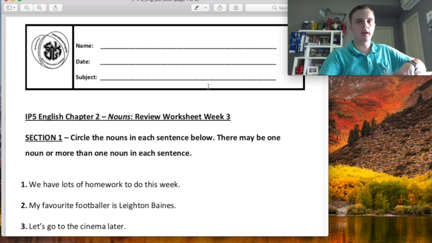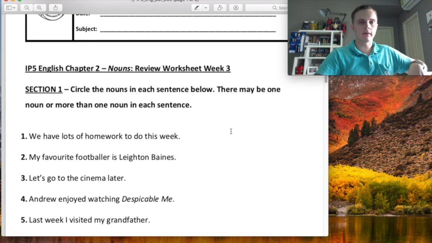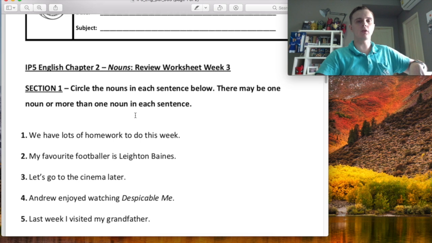And now we will talk about your homework. You should have a worksheet that says IP5 English Chapter 2 Nouns. Review worksheet week 3, because we are now in week 3 of our review lessons. So section 1, circle the nouns in each sentence below. There may be one noun or more than one noun in each sentence.